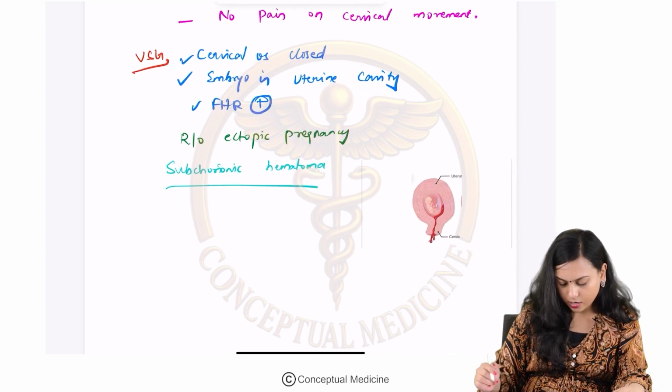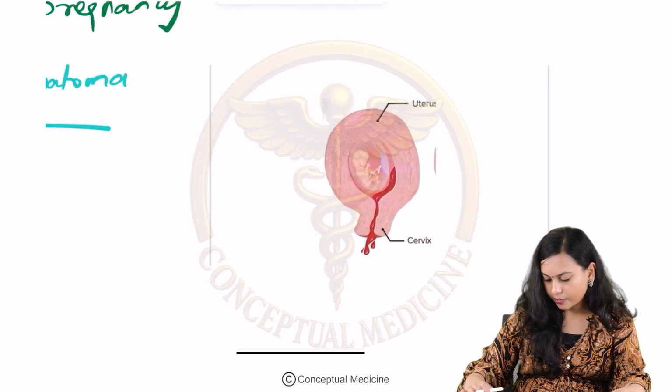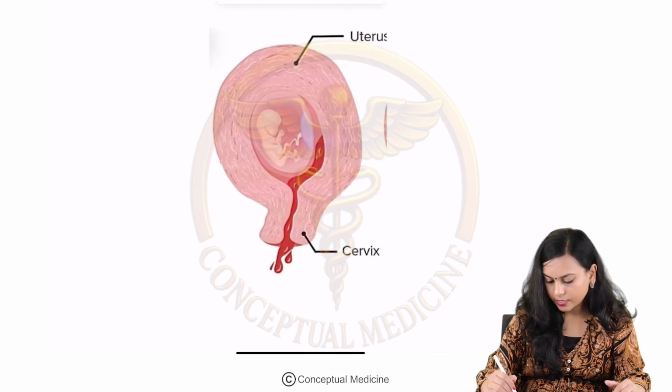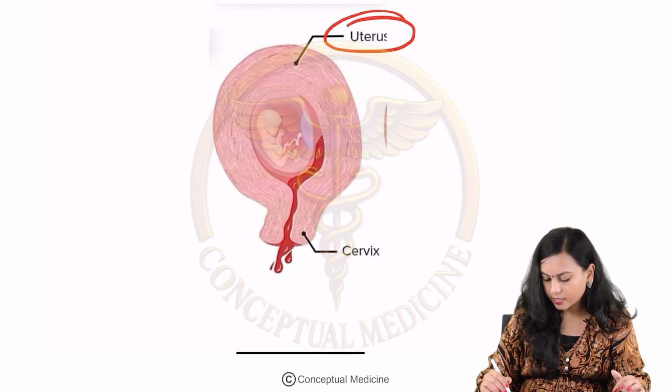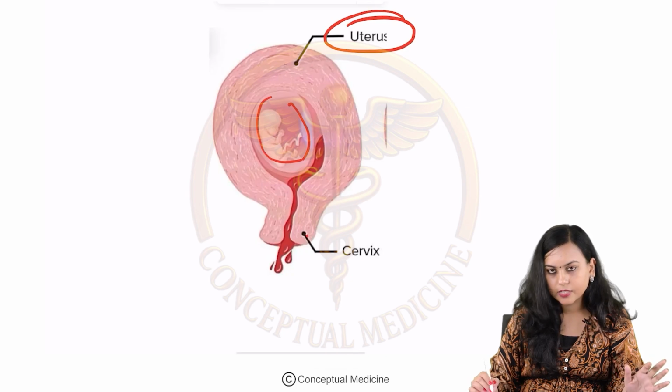And then we will see the pic for better understanding. If you see this pic, you will be able to appreciate that this is the uterus, this is the products of conception, and this is the cervix.